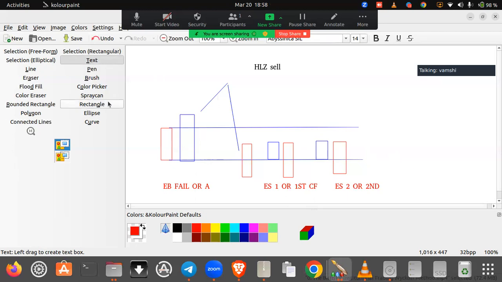This zone will be valid as long as a bullish candle does not close above this level. As long as a bullish candle does not close above the highest point of the engulfing buy zone, this setup will be valid for selling.